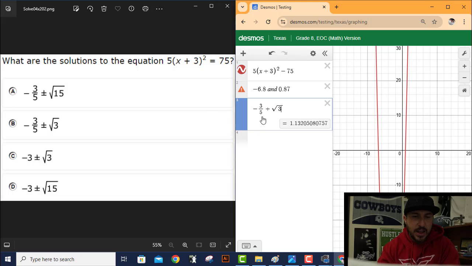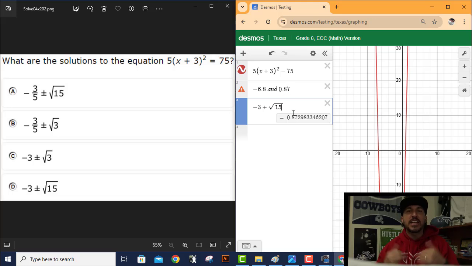Go to choice C. I got to change the front to a -3. And I keep the 3 underneath here. It says -1.2. No, that's not close. The last one says -3, square root of 15. Type that in. I got a 0.87. Oh, perfect. This matches this guy. So the 0.87 is done. That works. Now I gotta do the minus sign.